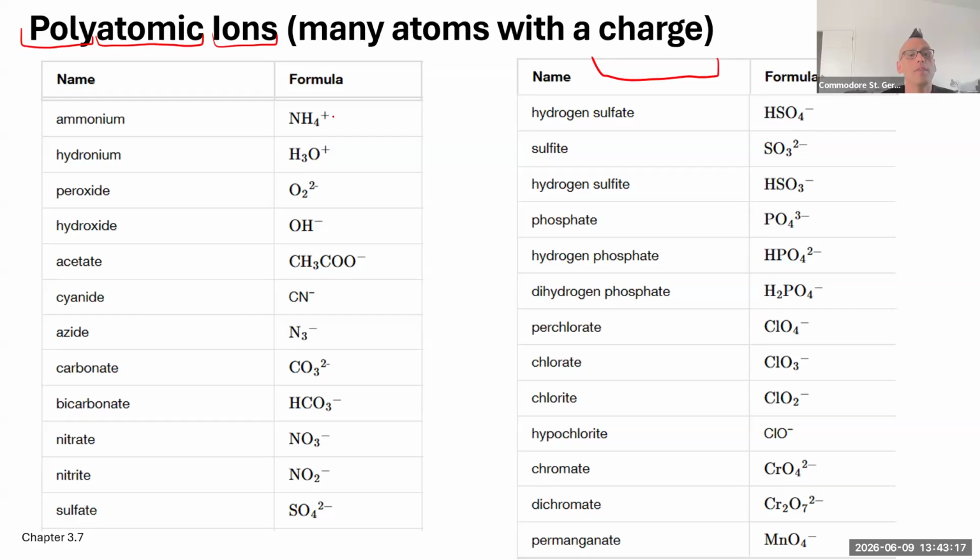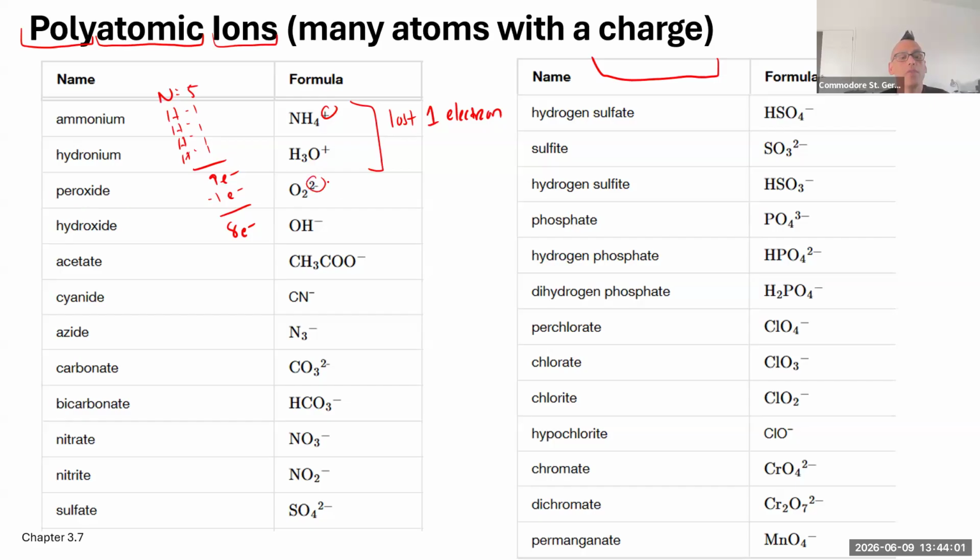Ammonium has a 1 plus, which means, remember, if you have a positive, that means you lost a negative charge. So you lost an electron. So these two lost one electron collectively, right? So nitrogen has five valence electrons. Hydrogen has one valence electron. So one, one, one, one. So this is nine electrons, but that positive sign means you lost an electron, so you only have eight electrons left. All right, hydronium, similar.